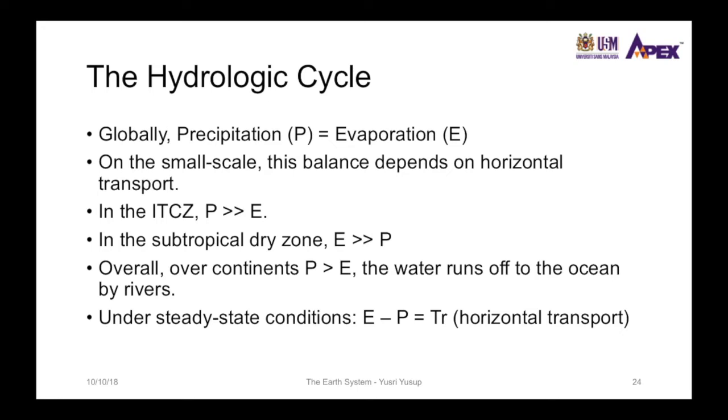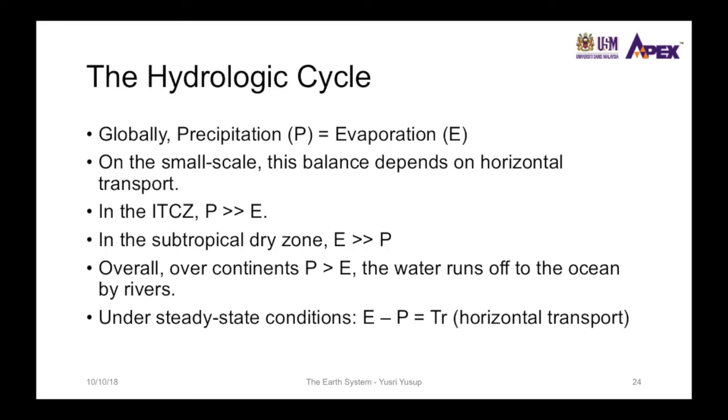each reservoir. But if we look at the small scale, we see that this balance also depends on the horizontal transport of water, or the water that is carried by the wind, such as in the ITCZ, or the intertropical convergence zones, where there's a lot of rain. Then we see that precipitation is much higher than evaporation. But in the dry zone or in the subtropical areas, then we see evaporation will be higher than precipitation.